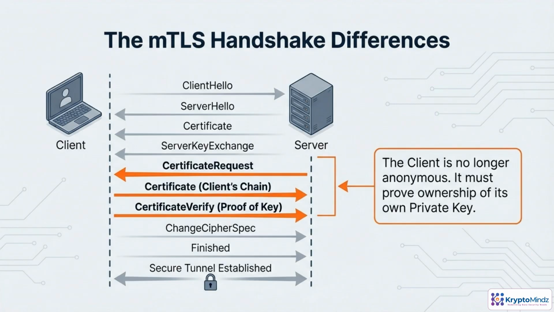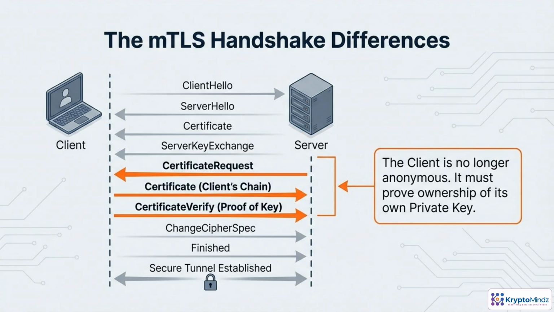In a normal TLS handshake, the server's identity is proven, but the browser or client stays essentially anonymous. With mutual TLS or mTLS, that changes. After the server presents its certificate, it actively asks the client for one. The client sends its own certificate chain, just like a server would, and then performs a critical step. It proves it actually holds the private key for that certificate.